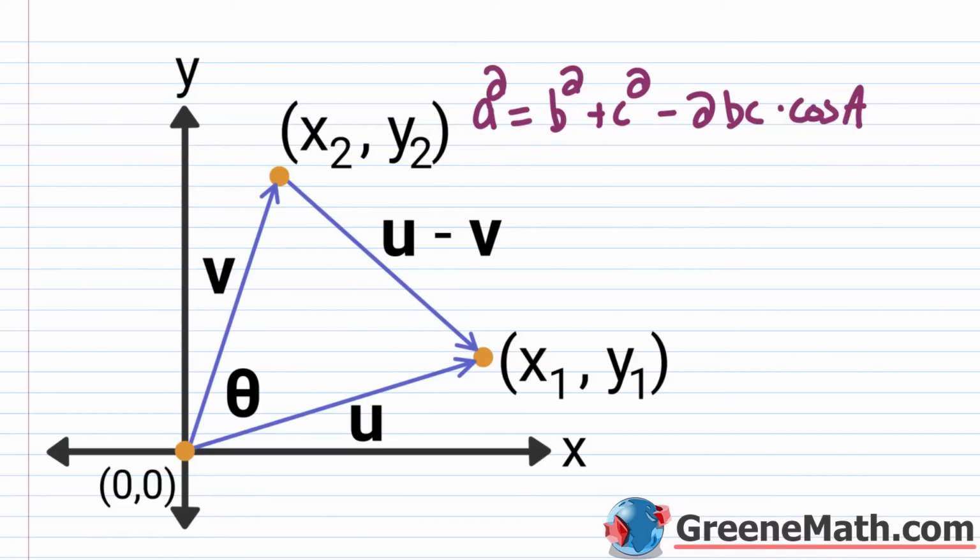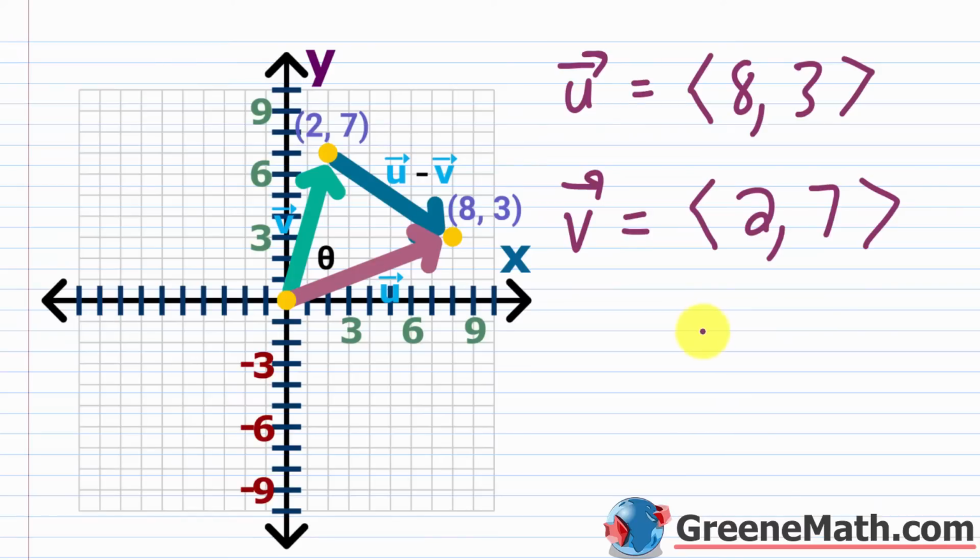Now let's go back up and let's think about this. So first off, you'll notice that this vector u and this vector v are both in standard position. So the initial point is at 0, 0 for each. Now for the vector u, the terminal point is at 8, 3. And then for the vector v, the terminal point is at 2, 7. So far that's pretty easy to understand. Now, this is where it gets a little bit tricky.